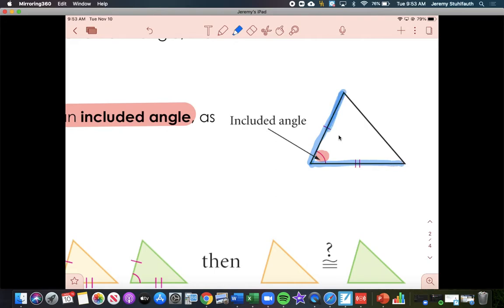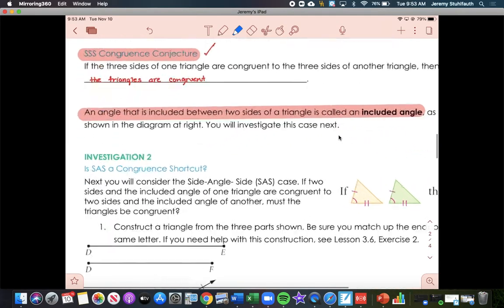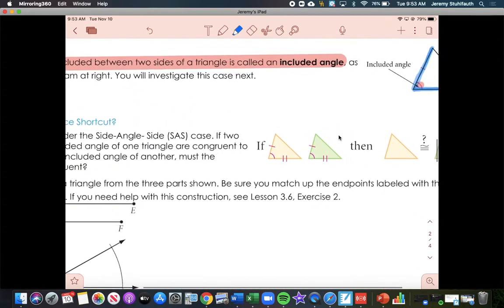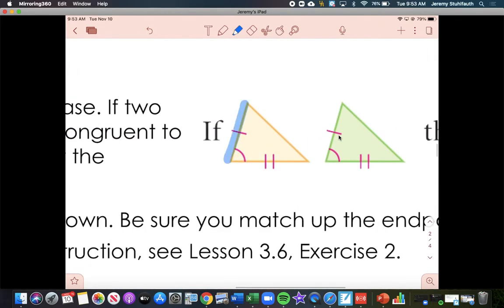So since we have side, then this angle, and then side, that is called an included angle. So when we look at this next conjecture, is this side-angle-side conjecture a shortcut? What we're saying is, if you have two sides that are congruent, so congruent side, congruent side, and the angle in between them is congruent, does that mean that the two triangles are congruent?